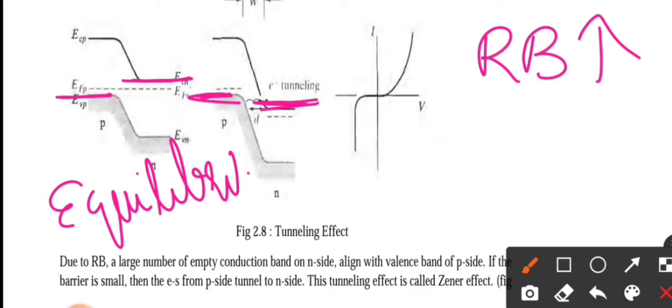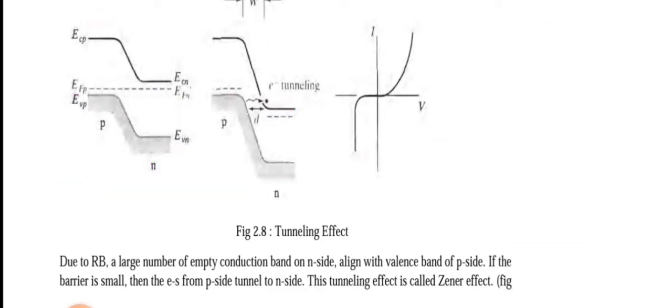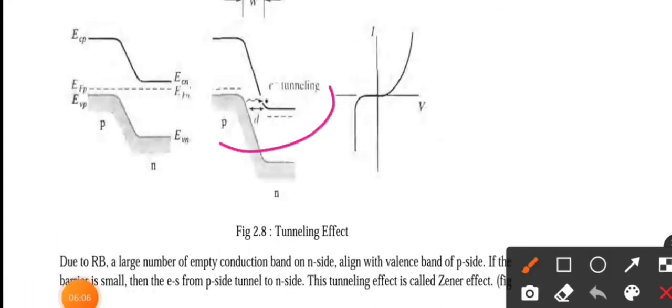So electrons in the valence band of the p side will tunnel and reach the conduction band of the n side. That can be seen here. That process has been shown here. The distance between these two is mentioned as d, and W is the width of the depletion region.